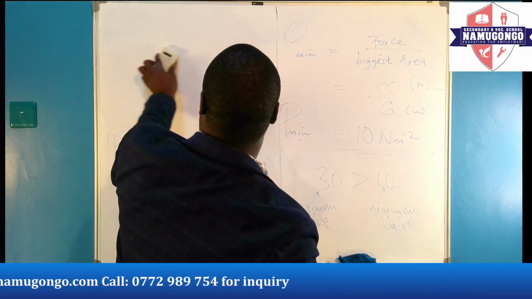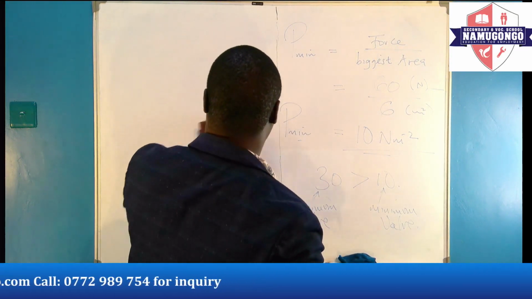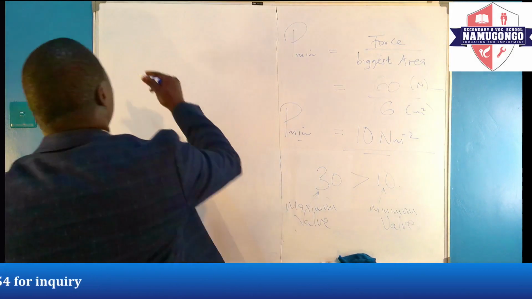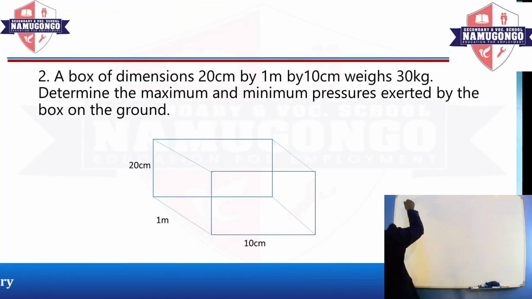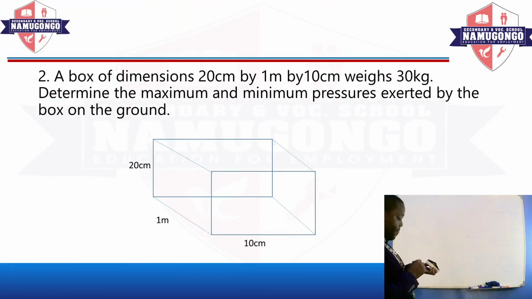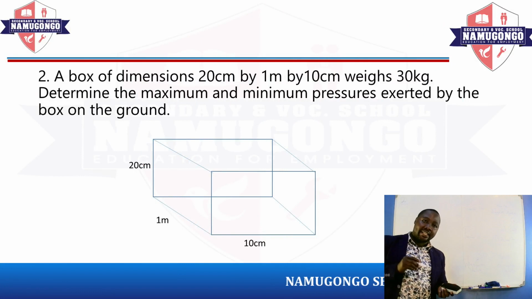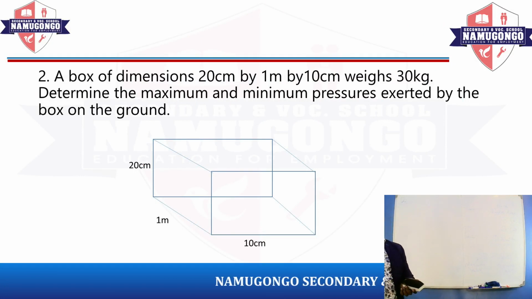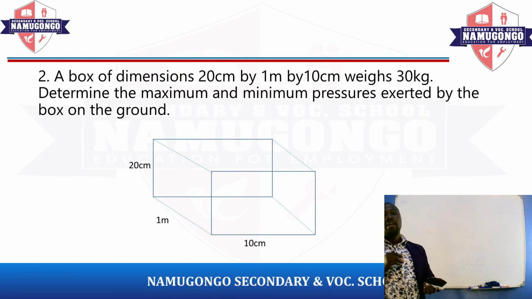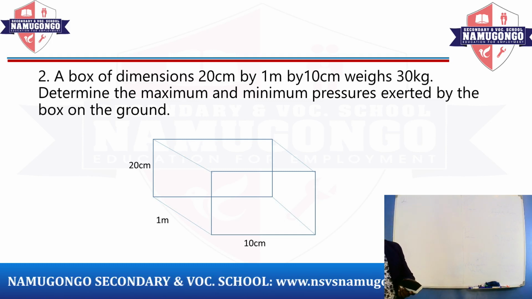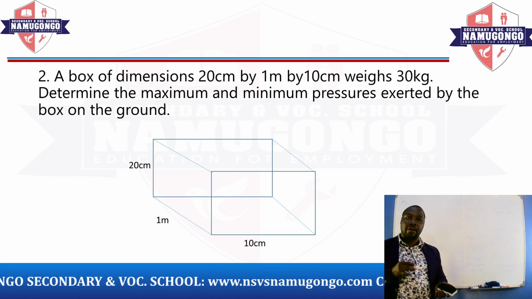Because I'm going to leave for you one question, you try it out. So let me first do number 2. Now in question 2, a box of dimensions 20 centimeters by 1 meter by 10 centimeters weighs 30 kilograms. Determine the maximum and minimum pressure exerted by the box on the ground.